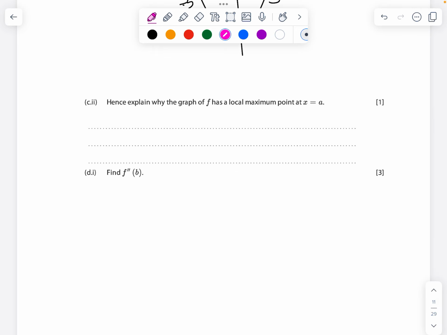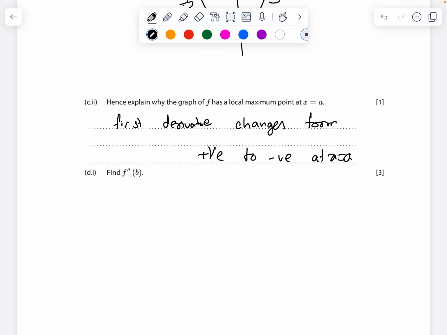Explain why the graph has a local maximum point at x equals a. We find that the first derivative changes from positive to negative at x equals a. So this is my accuracy 1 mark. Don't forget to write, so local maximum is at x equals a.